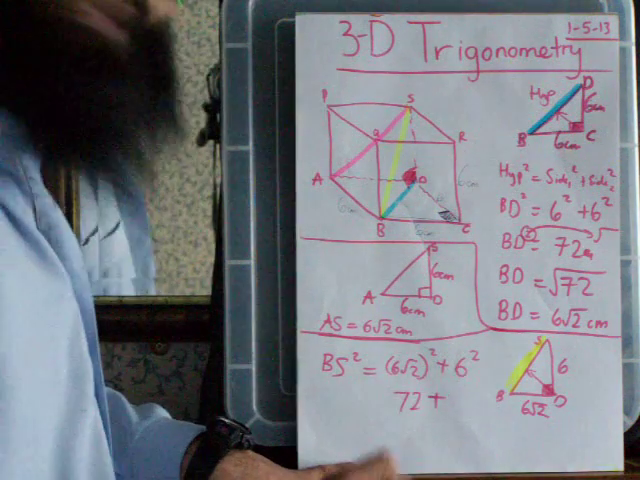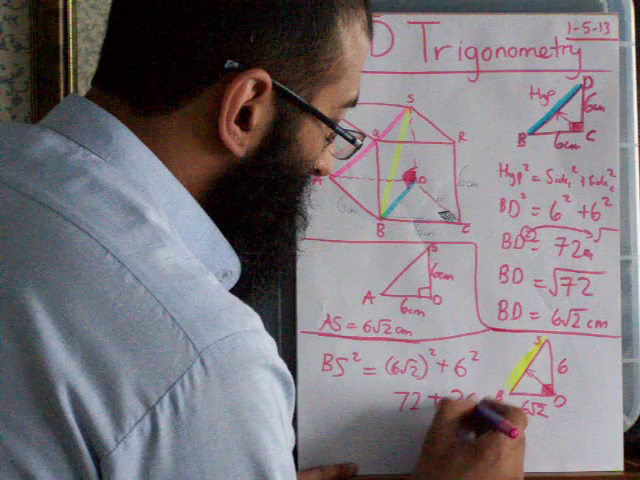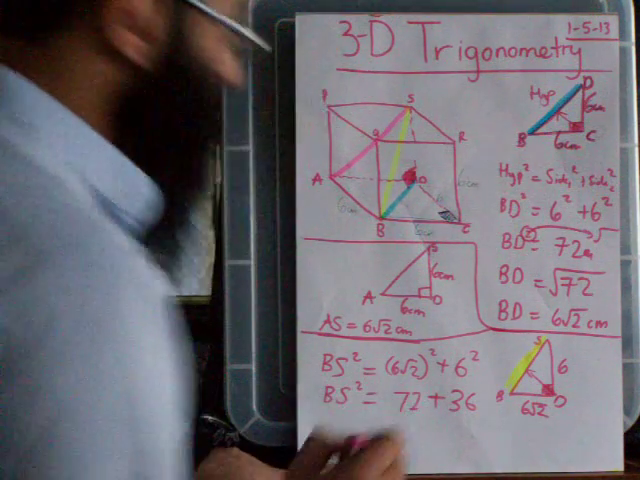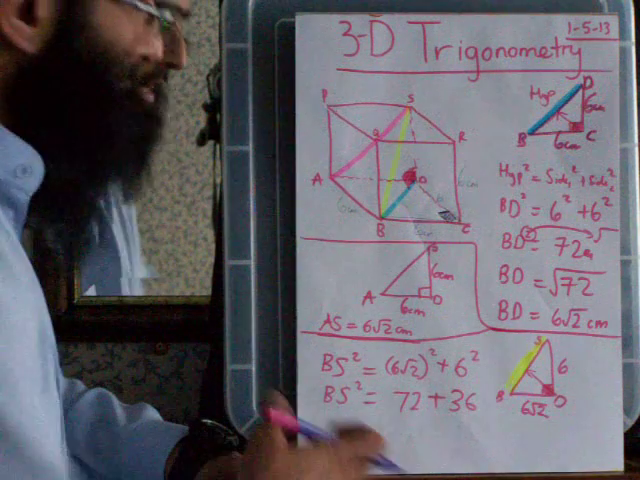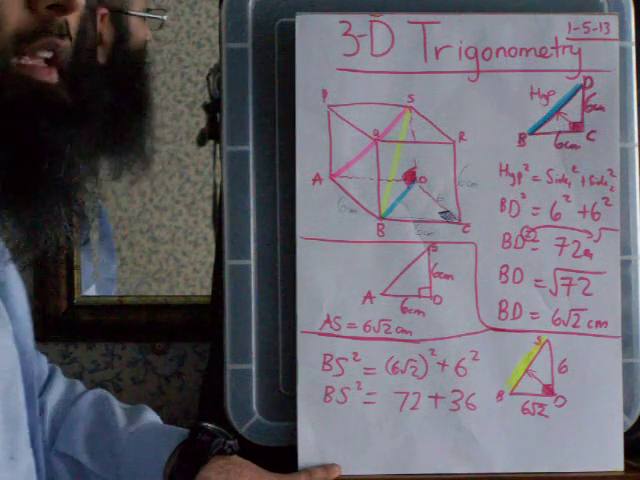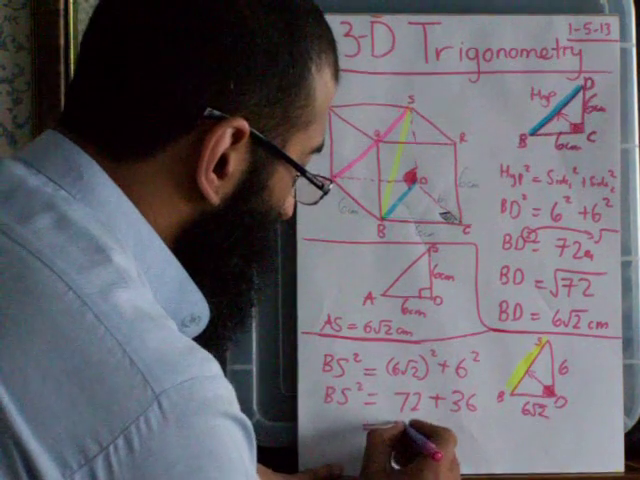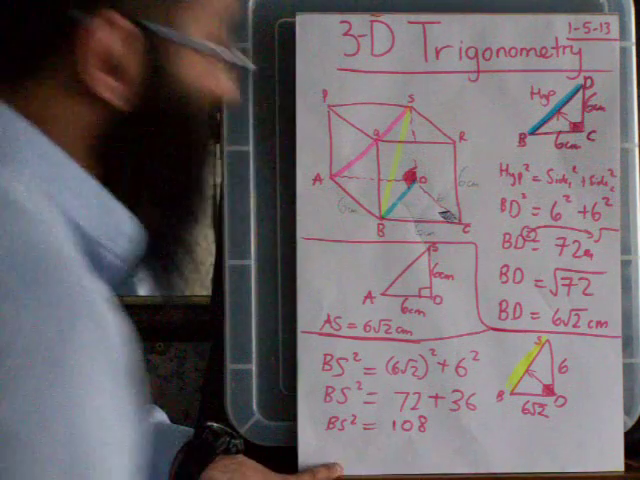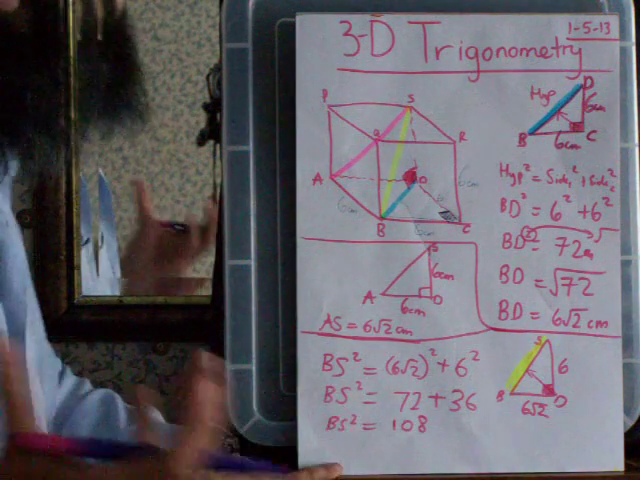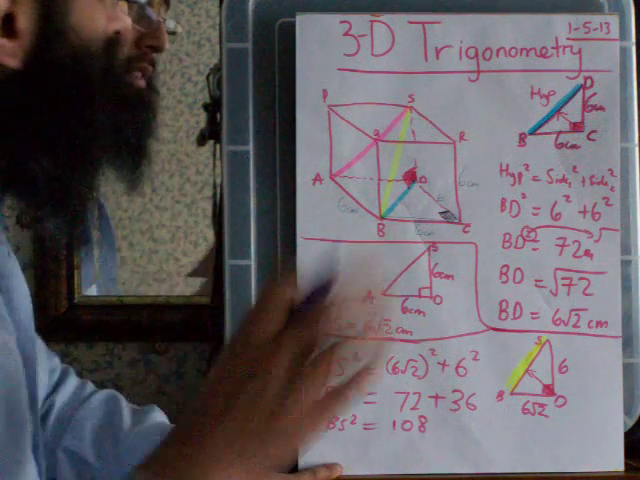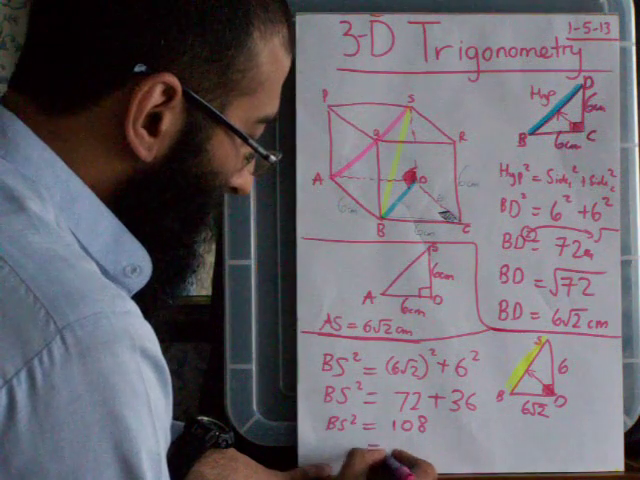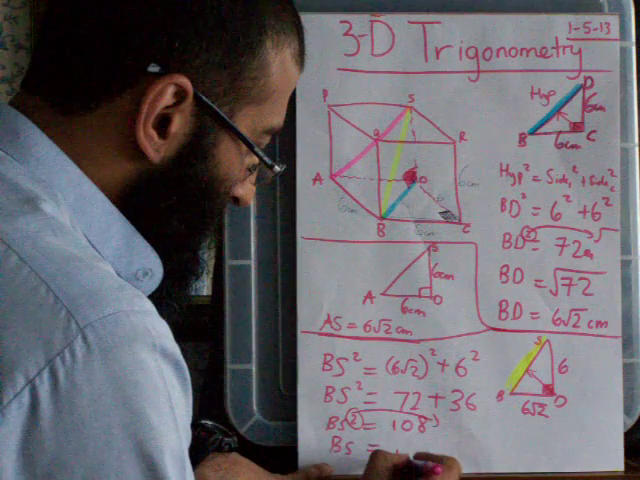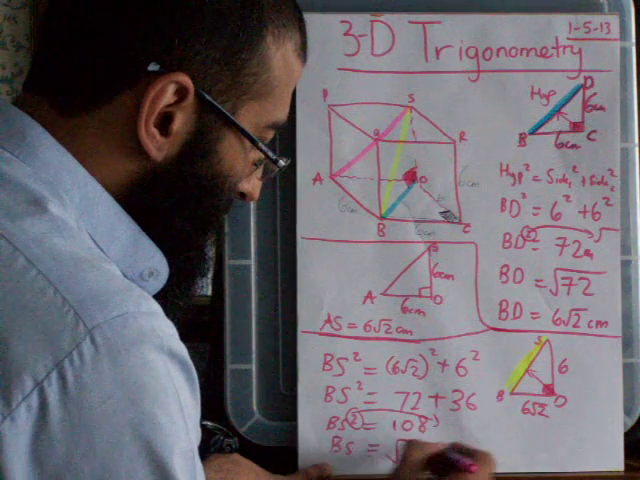And 6 squared will give you straightforward 36. Now we add them. So we need to add them for me, please. 72 add 36, 70 add 30 will give you 108. That's right, lovely. So 108 is equal to BS squared. Okay, now we don't want BS squared, we need to work out the length BS. So we need to square root that. Square root the answer. We get 6 root 3.